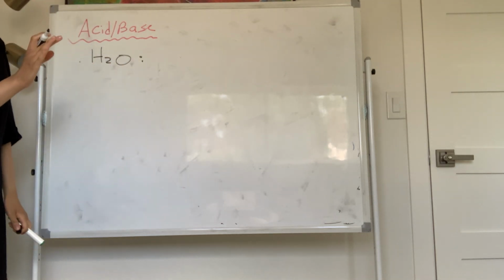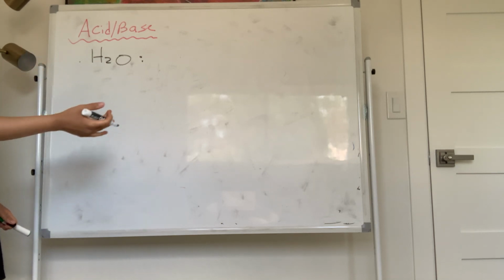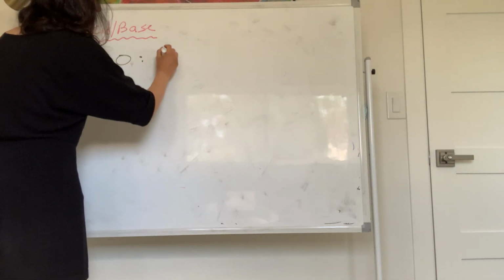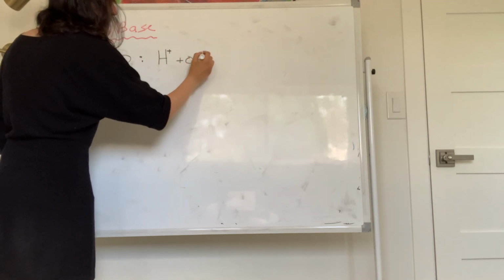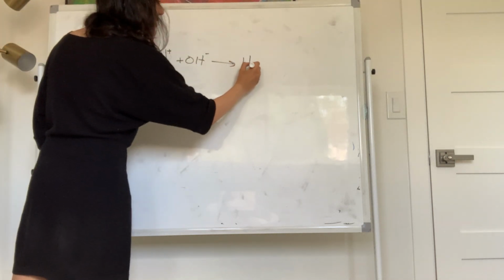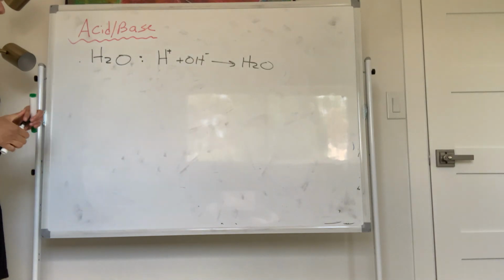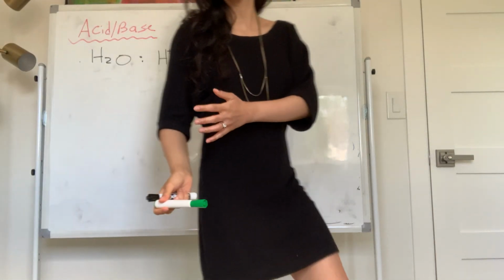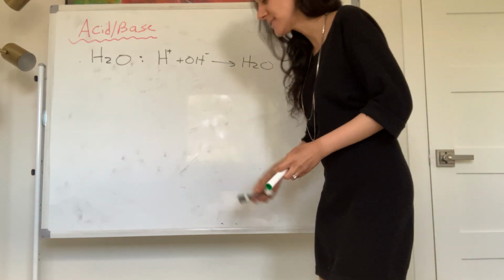If you remember from Chem 1A, how did we form H2O? When we did a double replacement reaction, we said H plus and OH minus, don't say HOH, and it gives you H2O, right? H plus and OH minus gives you H2O. So what's the water? Is it a base or is it an acid? What do you think?